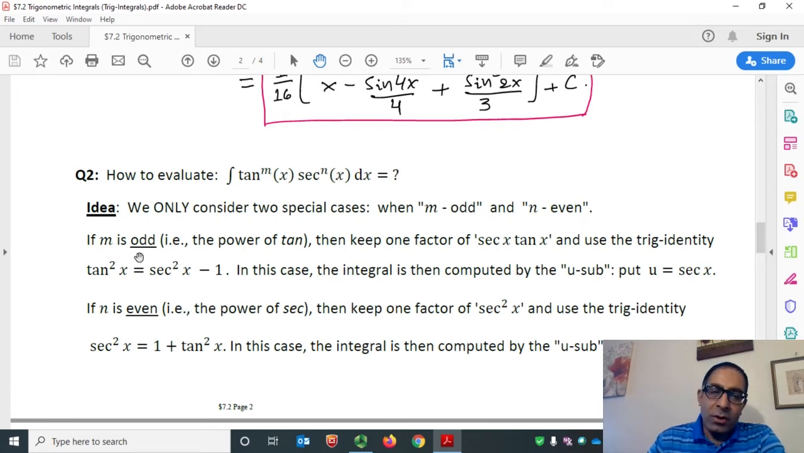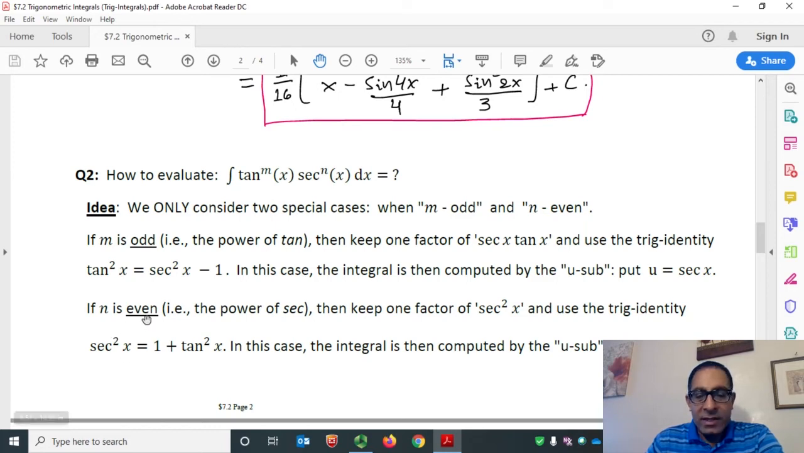So if m is odd, meaning the power of tangent is odd, then keep one factor of secant x tan x and use the trig identity tan squared x equals secant squared x minus 1. In this case, the integral is then computed by u-substitution. Put u equals secant x. That's why we keep secant x tan x: the derivative of secant x is secant x tan x. That's the idea.